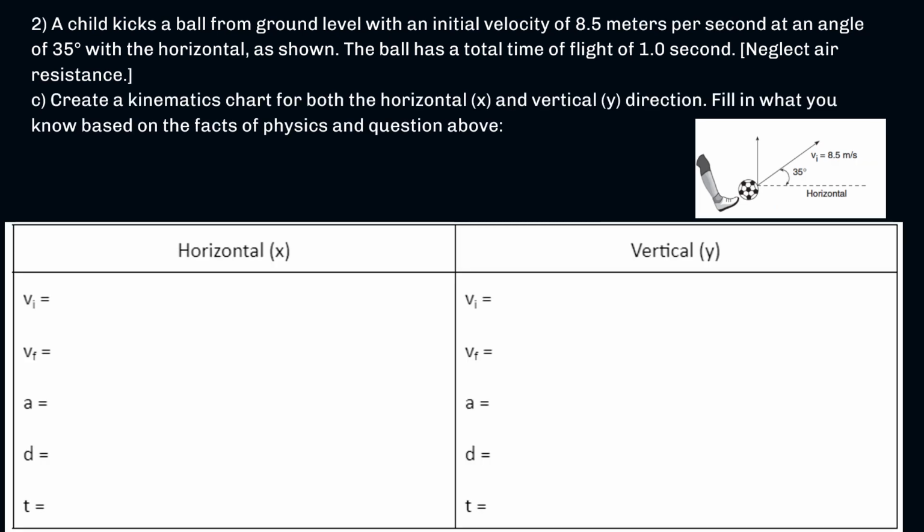Let's take a look at part C here. We're going to create a kinematic chart for both the horizontal and the vertical direction and fill in what we know based on the facts of physics and the question above. For both directions, we always know the acceleration, straight from our fact sheet. My acceleration in the horizontal direction is always going to be 0. I'm going to write this out as 0 meters per second squared, so we know we're talking about the acceleration, and just get used to writing out those units. Then in the vertical direction, we are going to have 10 meters per second squared.